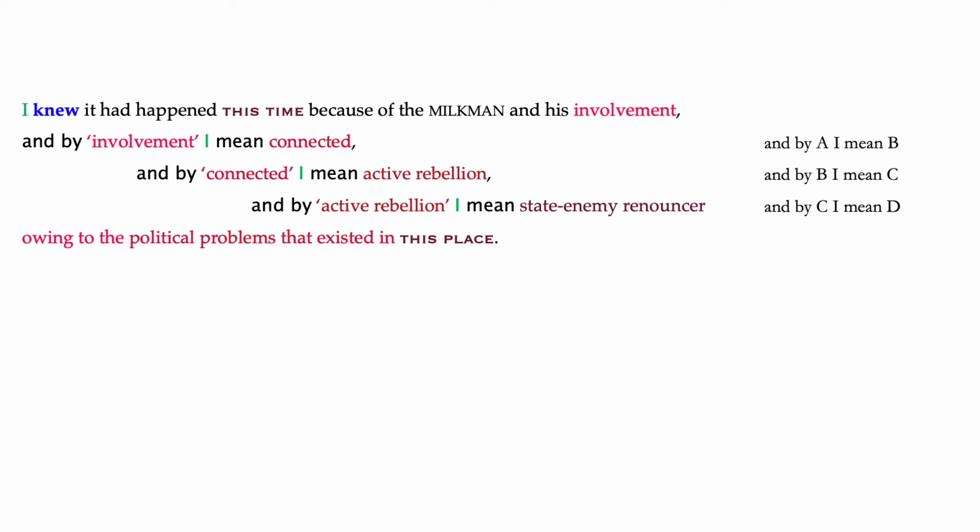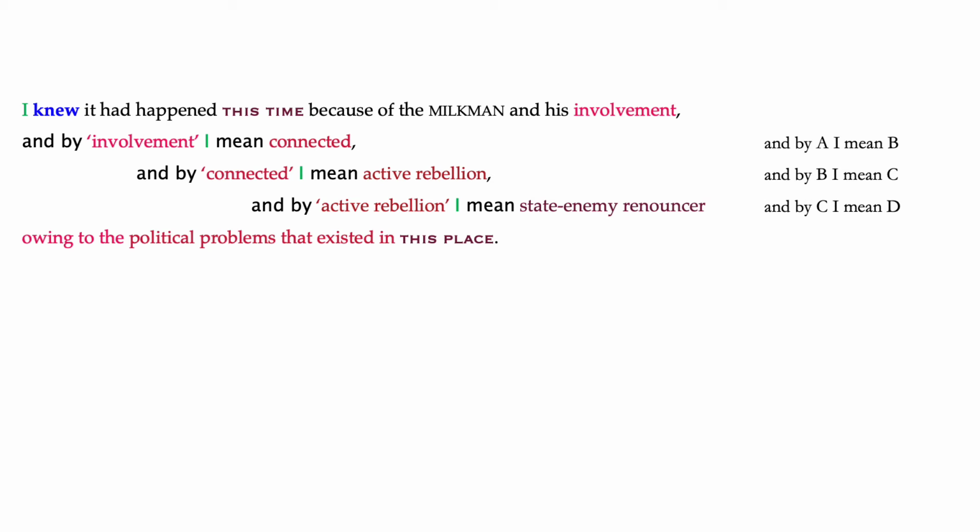The fact that the terms in the parallel construction are not grammatically parallel makes for a contrast between what the narrator explicitly says about what she means by the terms and what is implied by the way she says it. The terms alternate between something that belongs to the milkman in the sense that he does it, his involvement, his active rebellion, and something that he is. He is connected. He is a state enemy renouncer. This difference contrasts actions and identities.